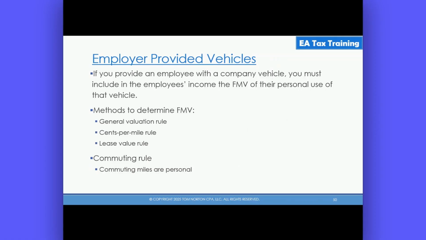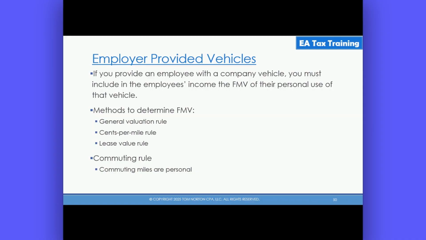But overarching over all of this is something called the commuting rule, and that says that commuting miles are personal. So no matter which of these rules you use, your employees need to keep track of their mileage. They need to keep track of their business mileage and of their total mileage so that they can know what is their non-business mileage. When they are computing their non-business mileage, they need to include commuting miles. So their drive to the office and home from the office, those are personal miles. Those are not business miles. So you need to communicate that to your employees so that they know when they're reporting their miles the right way to do it.